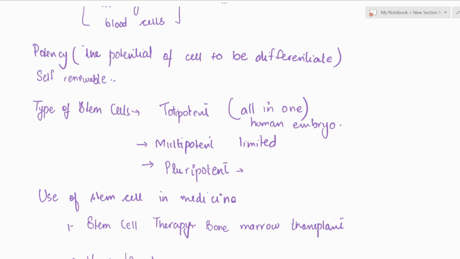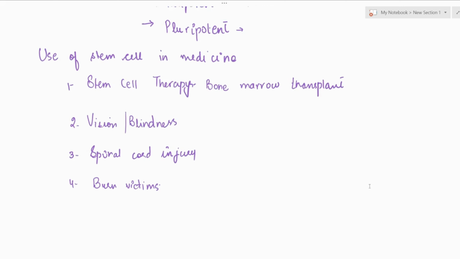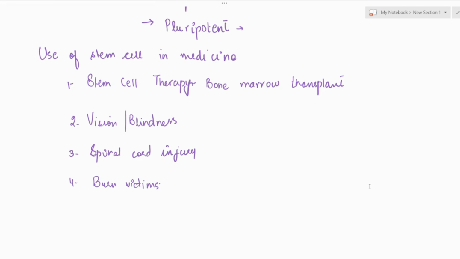Then we have learnt about the uses of stem cells in medicine. The very first one is stem cell therapy, in which the stem cell of a normal person is taken and transplanted into the bone marrow of the cancer patient. After a certain time, that stem cell differentiates into healthy cells. This is how you replace the cancer cells. It can also be used to treat blindness, spinal cord injury, and burn skin.